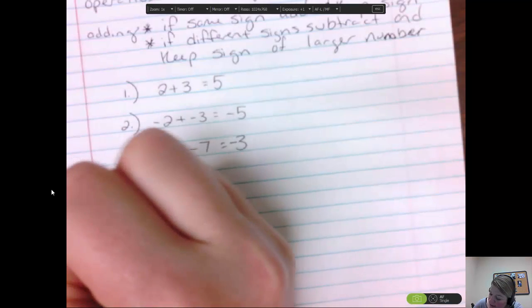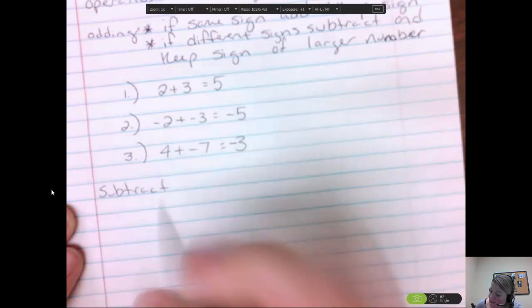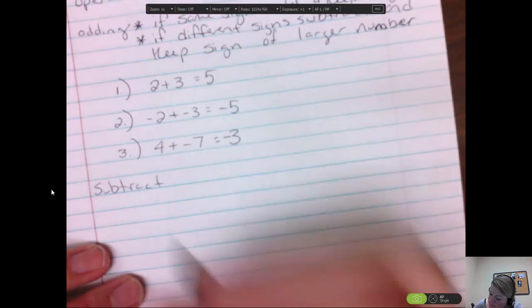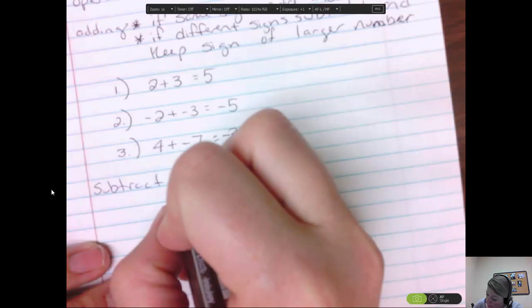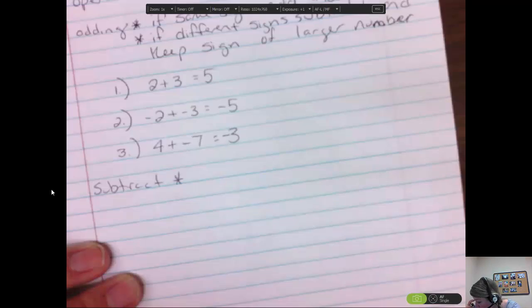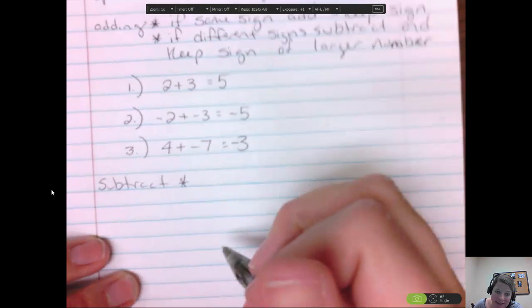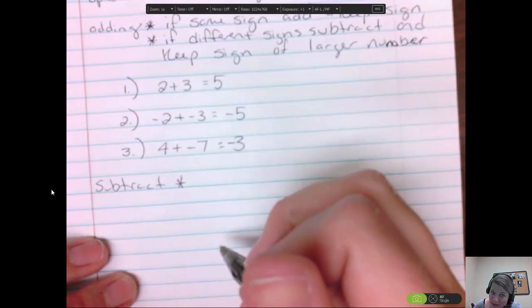Let's look at subtract. And if you're subtracting, the rule that I like to follow is change the problem to addition and follow the addition rules.